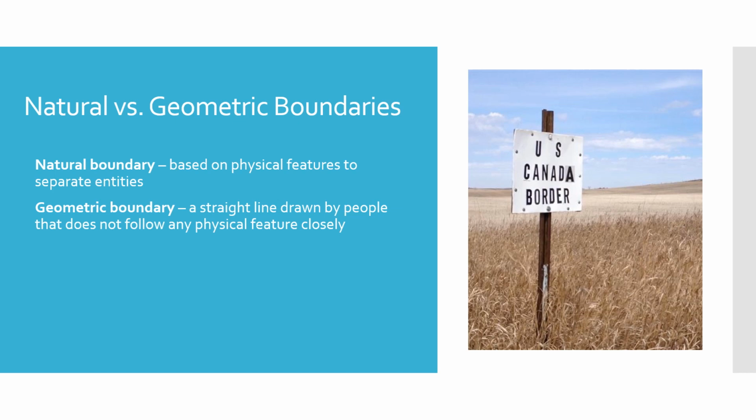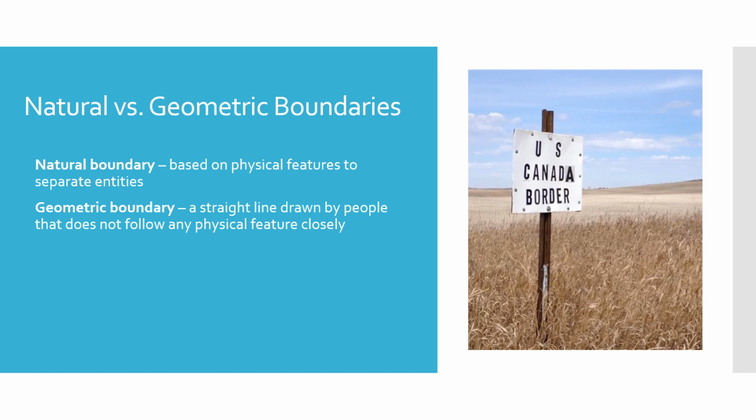A really easy way to start the discussion is to split boundaries up into natural and geometric. A natural boundary is based on physical features. So a river, a mountain. Any sort of natural feature that is used to split that boundary.